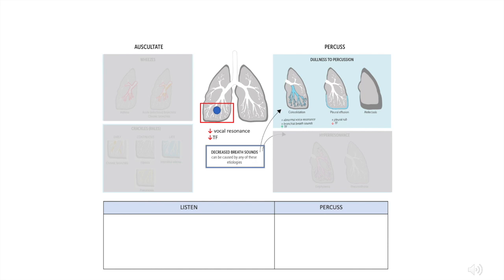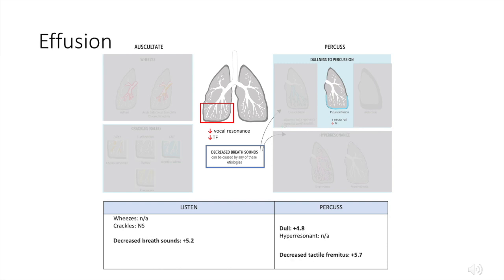And when you perform those, you actually have decreased vocal resonance. You don't have any positive egophony, bronchophony, things like that, and you have decreased tactile fremitus. So you're pretty sure that this is now a pleural effusion. And here on maneuvers at the bottom, you can see that these decreased breath sounds, diminished vocal resonance, and decreased tactile fremitus all have really strong likelihood ratios for an effusion.